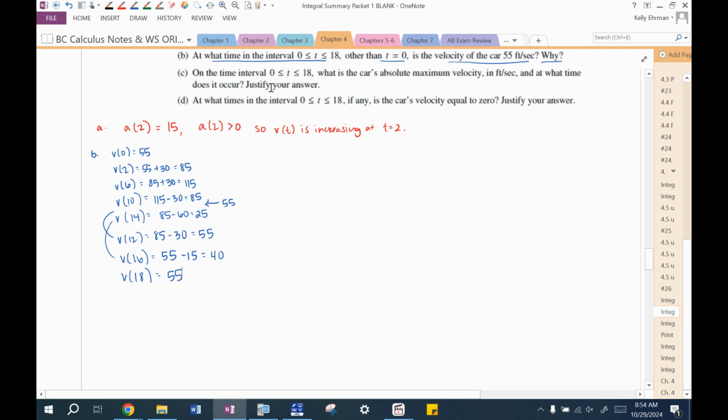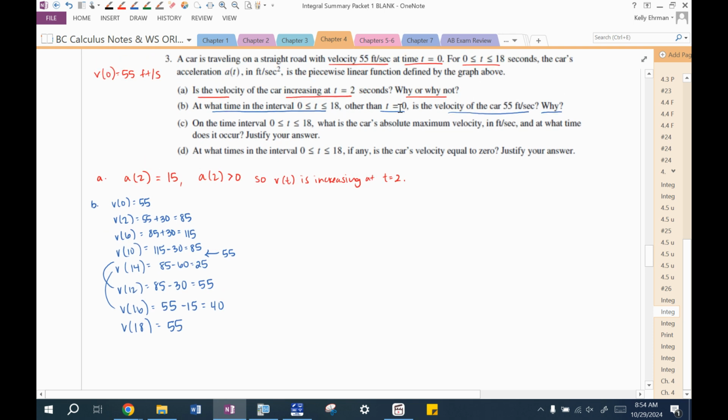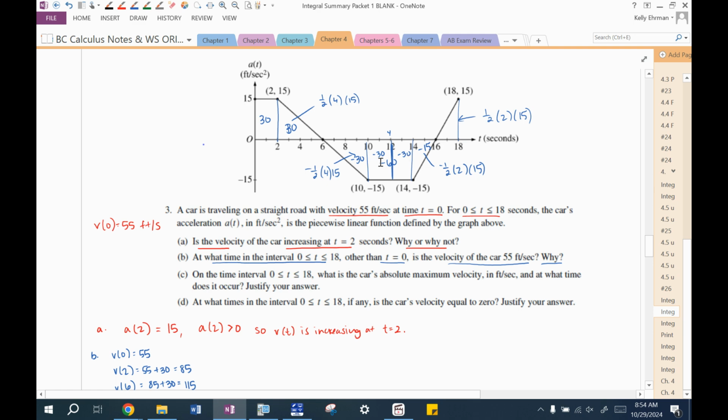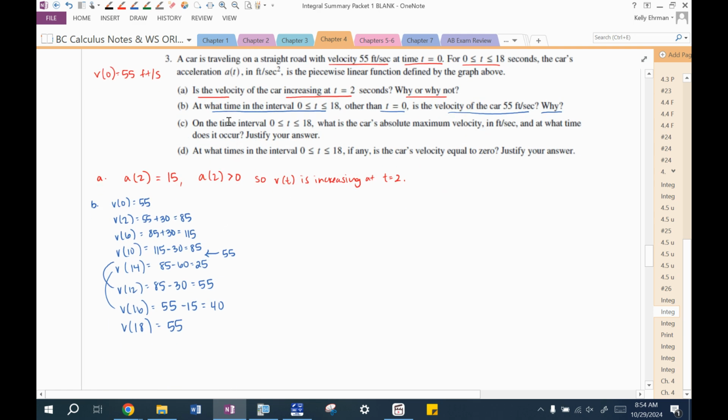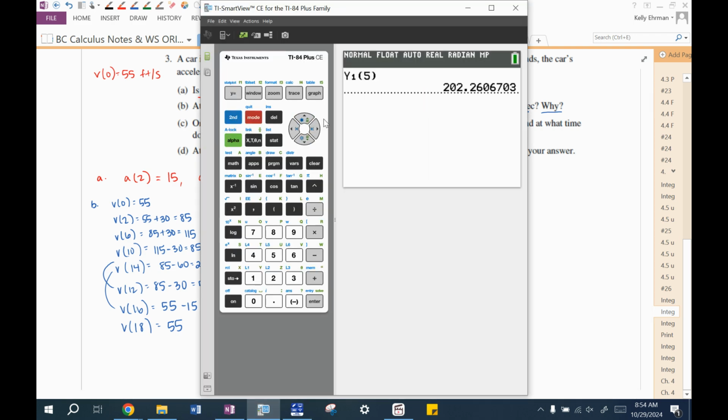All right, so at what time on the interval 0 to 18 other than 0 is the car at 55? So I'm getting 2 times, unless I messed up on my math somewhere. Did I mess up on my math somewhere? Because it just says at what time. So let me check this. 85 plus 30, I guess calculator's allowed. I better double check my math here, right? So 85 plus 30 was 115. And then we subtracted 30. And then we subtracted 30 from that.